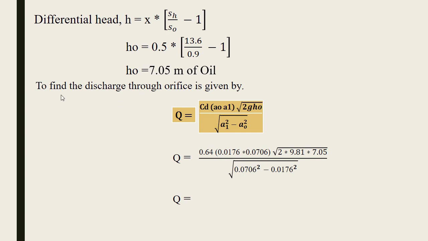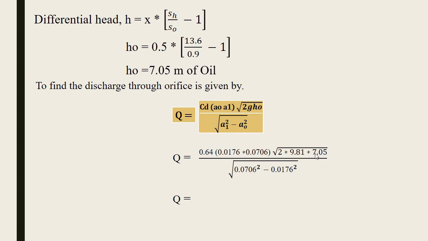So it is very simple to determine the discharge through the orifice. Q is equal to CD into A0 A1 into root of 2g H0. Why H0? Because you have to substitute the head of the liquid inside the pipe, into root of A1 square minus A0 square. If you substitute all those values, it becomes 0.64 into 0.0176 into 0.0706 into root of 2g, that is 9.81, into H0.